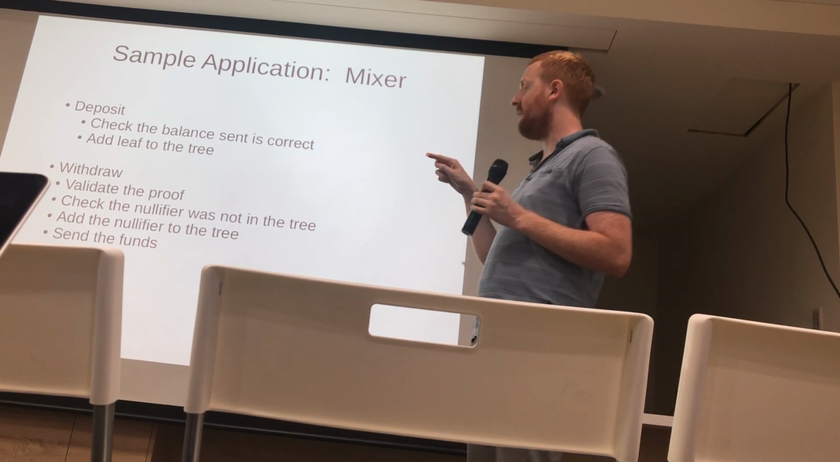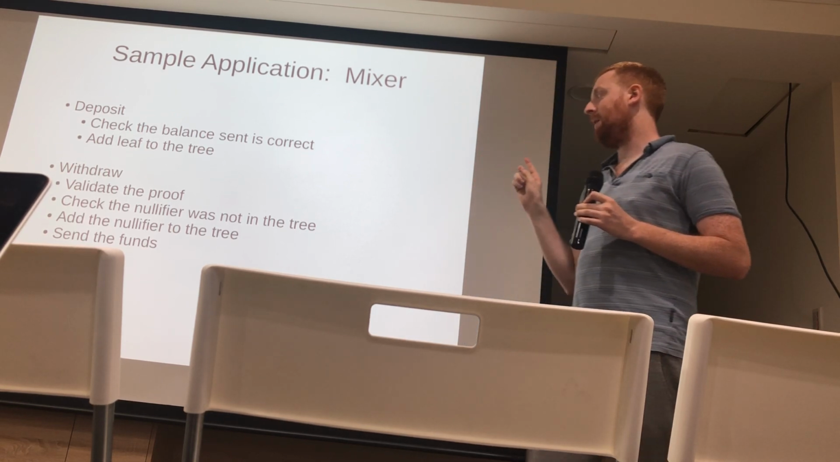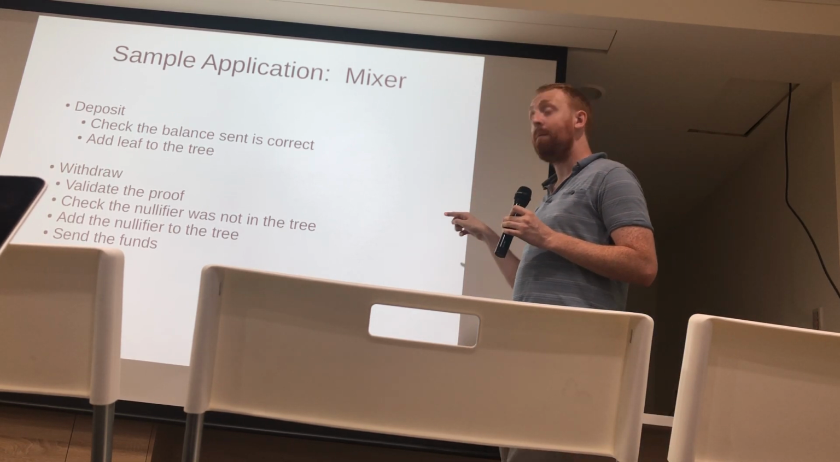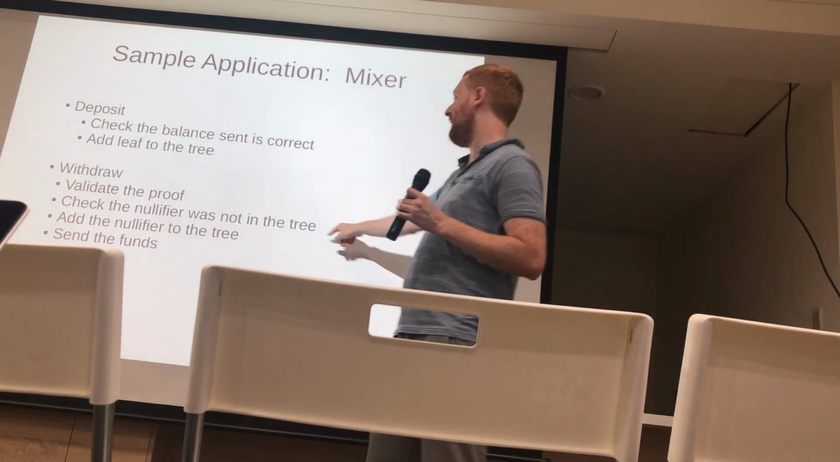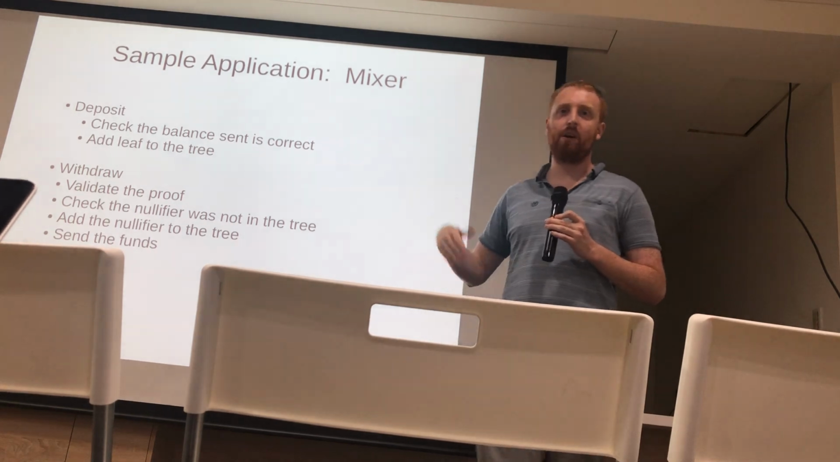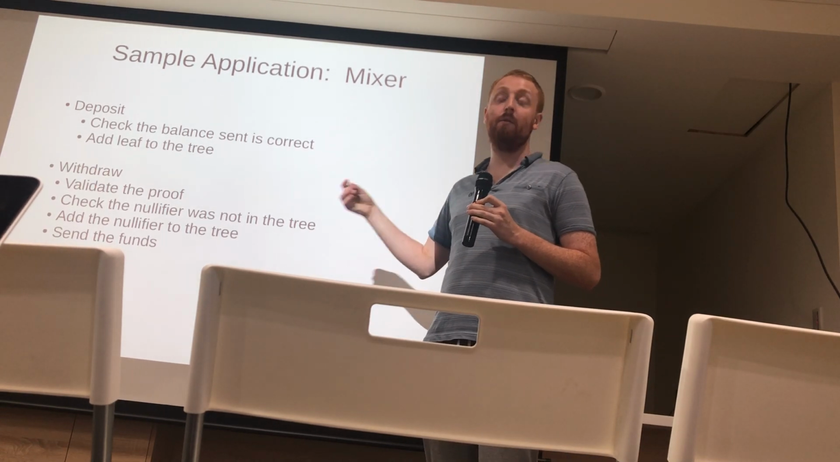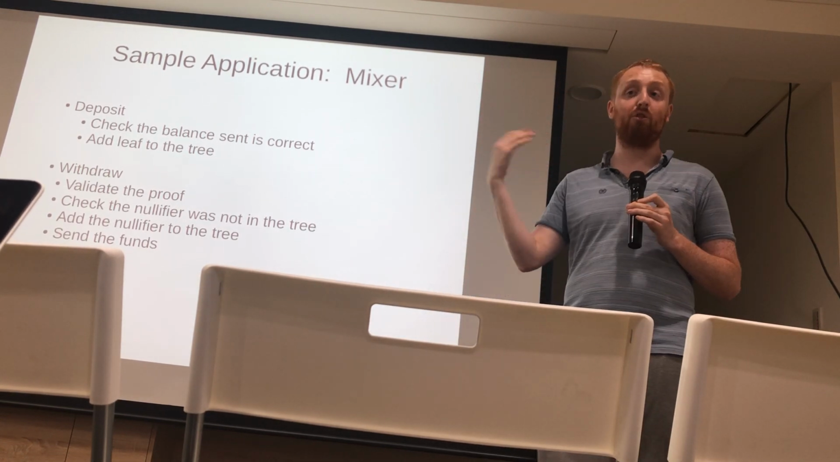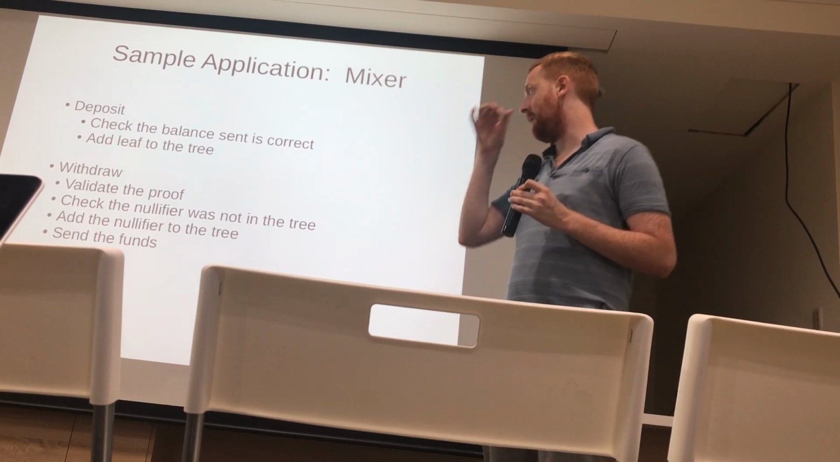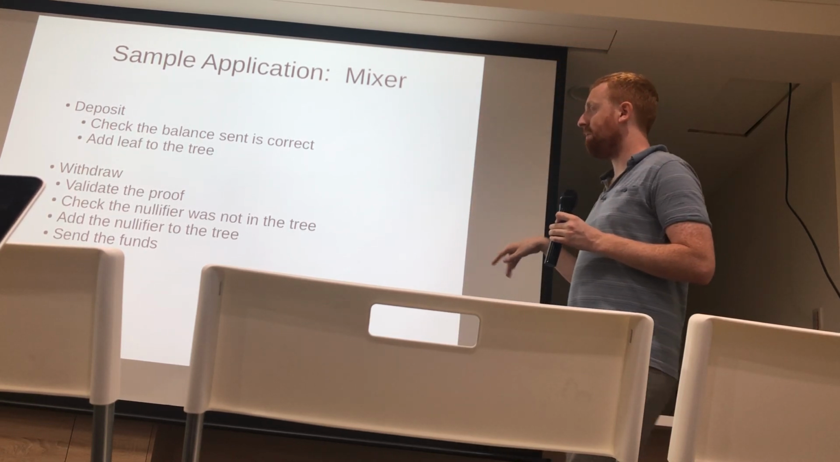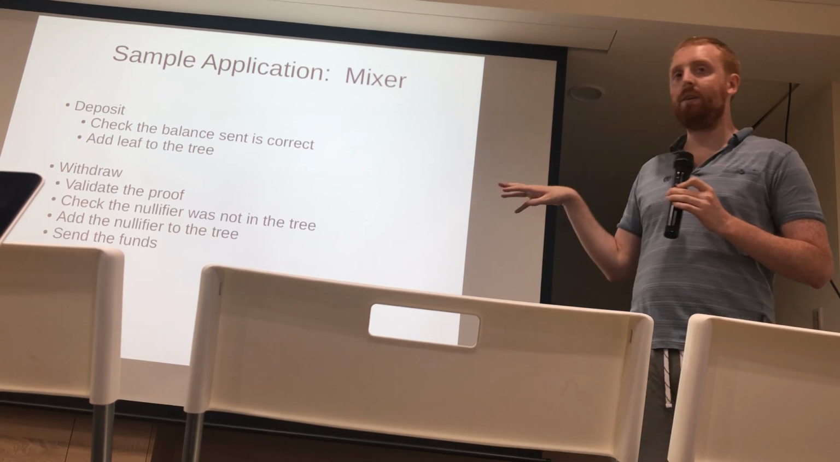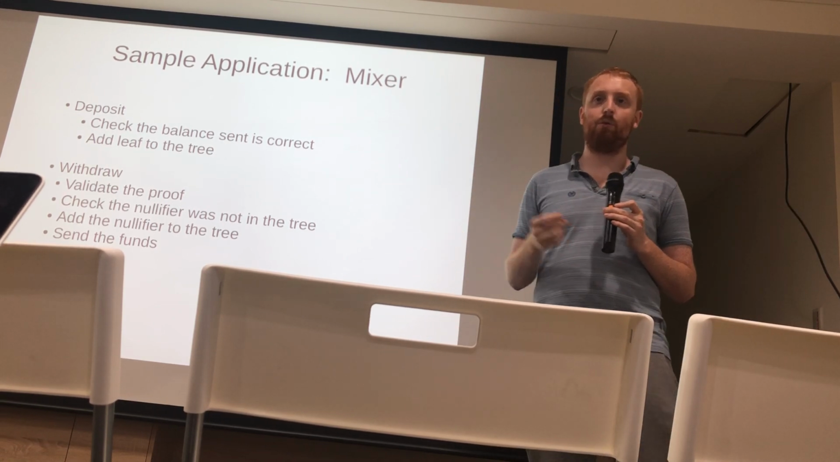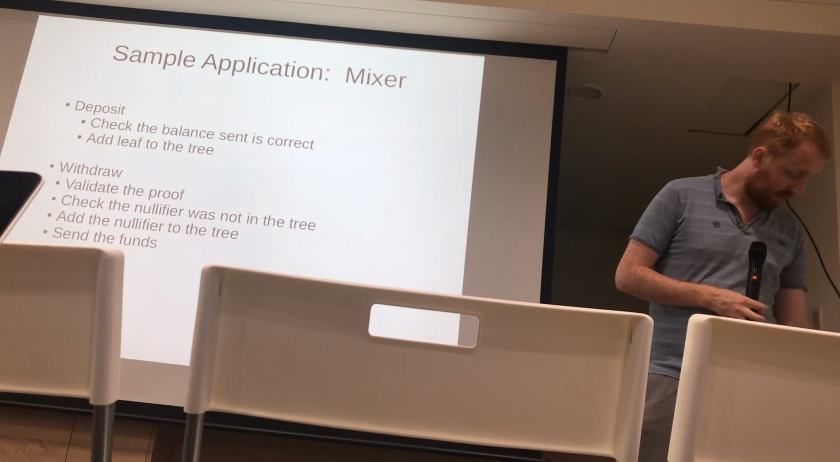So we have to validate the snark. We have to check the nullifier is not in the tree, because if the nullifier is already saved, that means that transaction is already being processed, so we should reject it. So we check the nullifier is not in the tree, and if that's true, we continue. Then we add the nullifier to the tree, and then finally we send the funds to the person who requested.